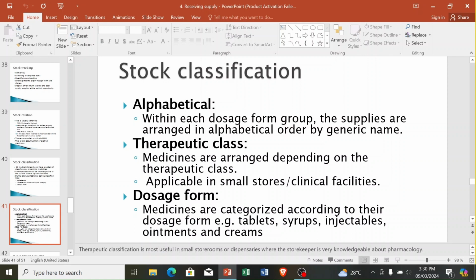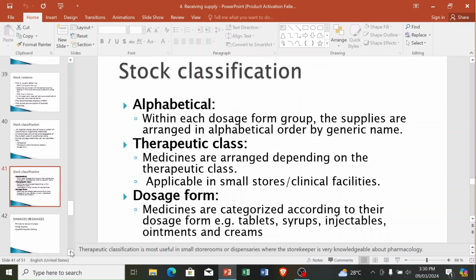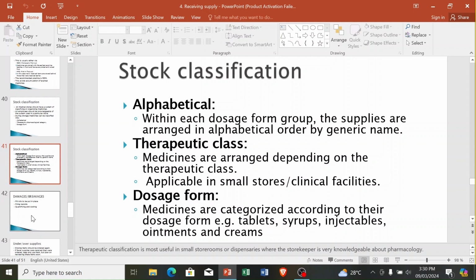Dosage forms medicines are categorized according to their dosage forms. For example, tablets, syrups, injectables, ointments, and then creams. Those are the semi-solid dosage forms. Okay, so that is how we can arrange, and that is how we can manage for expiries.